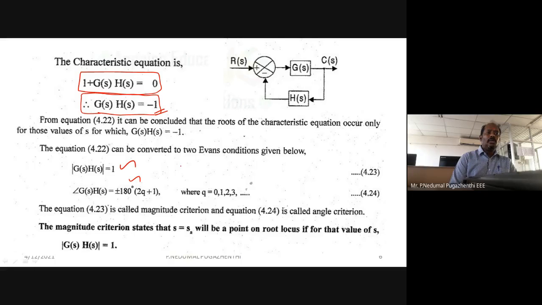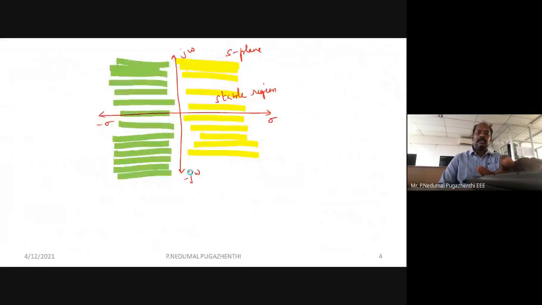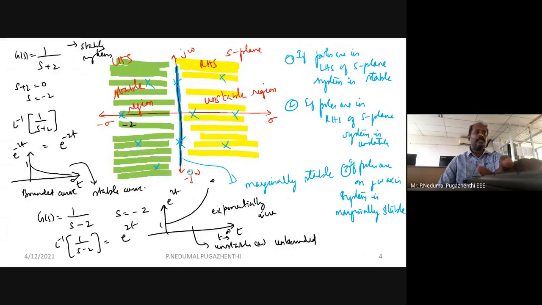A point lying on the root locus has to satisfy these two conditions. For example, for the point 2 plus j3, we have to see what the magnitude of 2 plus j3 is and what its angle is, and whether it satisfies the magnitude and angle conditions. Then that will tell me whether the point lies on the root locus plot. I think I can wind up the class with this particular point.